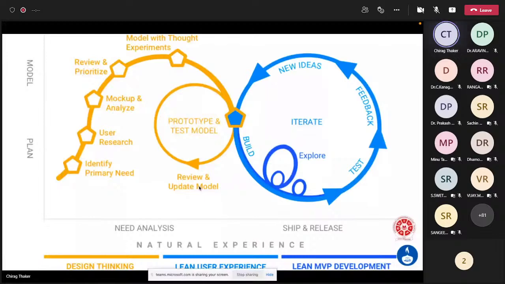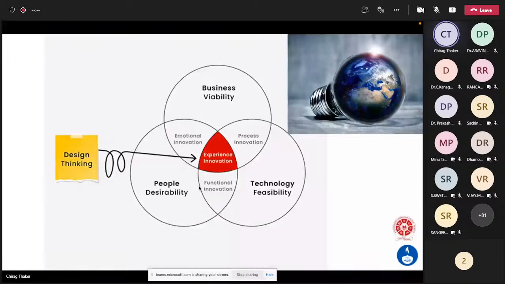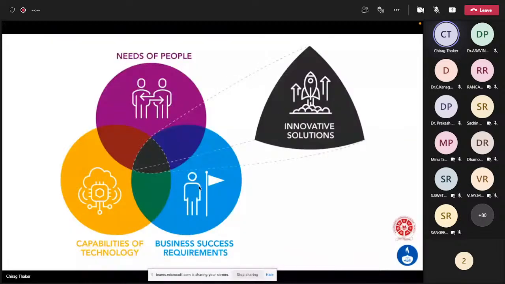So now we enter the second area, that is innovation part, innovation design. So you are very well aware that business viability and people desirability gives you emotional innovation. But business viability and technological feasibility gives you process innovation. But people's desirability and technological feasibility gives you functional innovation. And when you put these emotional, process and functional innovation together, you get experience innovation. That is where design thinking is actually targeted. So your needs of people, capabilities of technology, and business success requirements can give you innovative solutions.